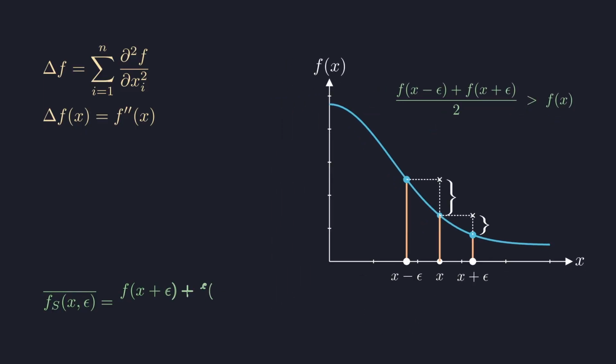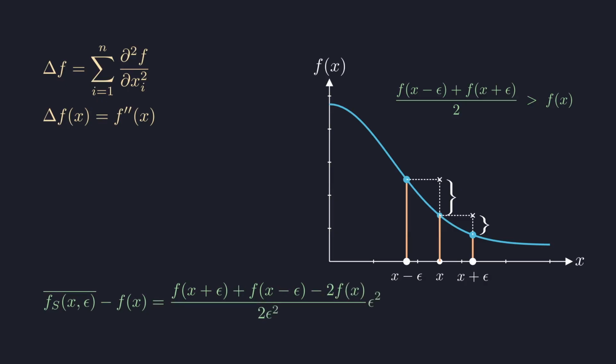Firstly, some notation. F subscript s represents the average value of the function f at all points which are at a distance epsilon from x. In the 1D case, there are only two such points, x minus epsilon and x plus epsilon. In the 2D case, we'll have to take the average value over all points on a circle, and in the 3D case, we'll have to take the average value over all points on the surface of a sphere. The quantity that we are interested in is this average value at the neighbors of x minus f of x.